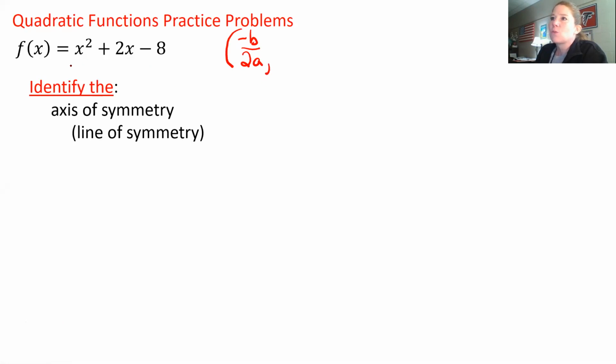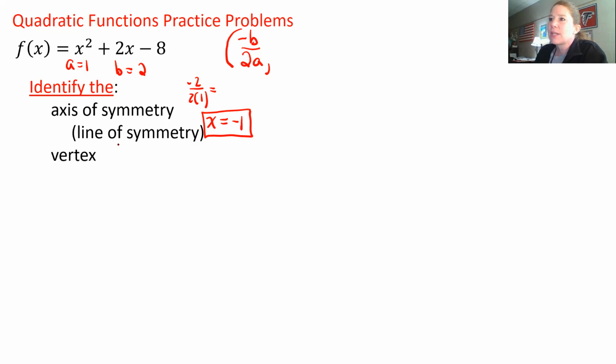So our a is 1. Our b is 2, so we're going to find the opposite of b, which is negative 2 over 2 times 1. So negative 2 divided by 2 is negative 1. So our x value is negative 1, and our equation is x equals negative 1. That's the line of symmetry.